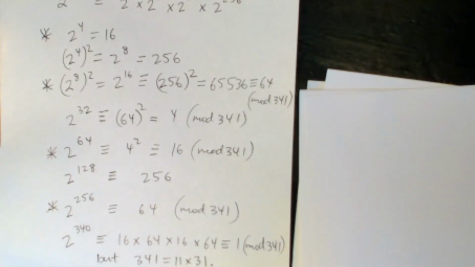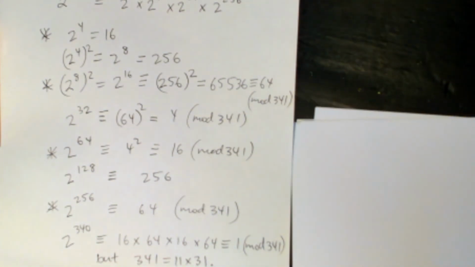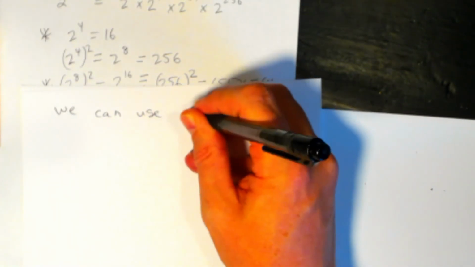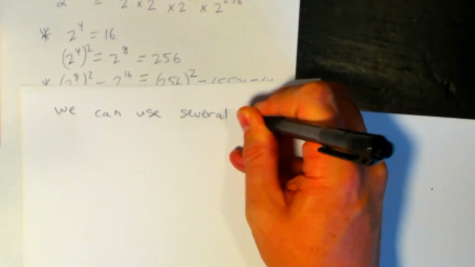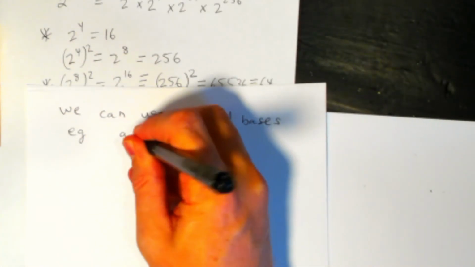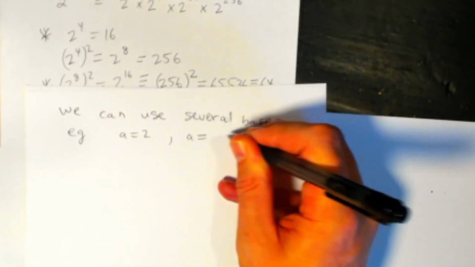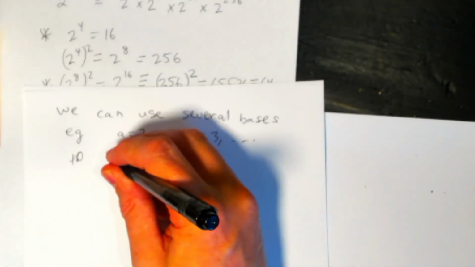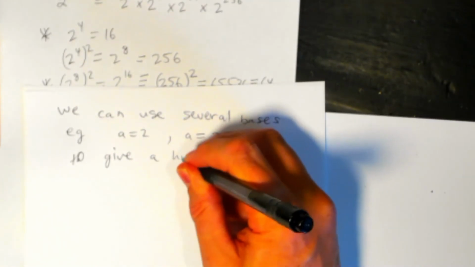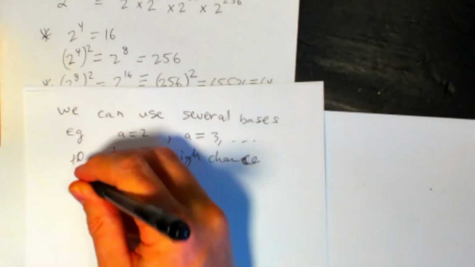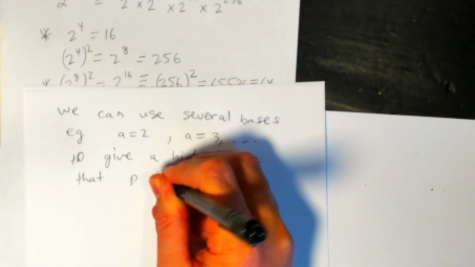Okay, nevertheless, you can use several bases, e.g. A equals 2, A equals 3, and so on, to give a high chance, let's say, that P is prime.